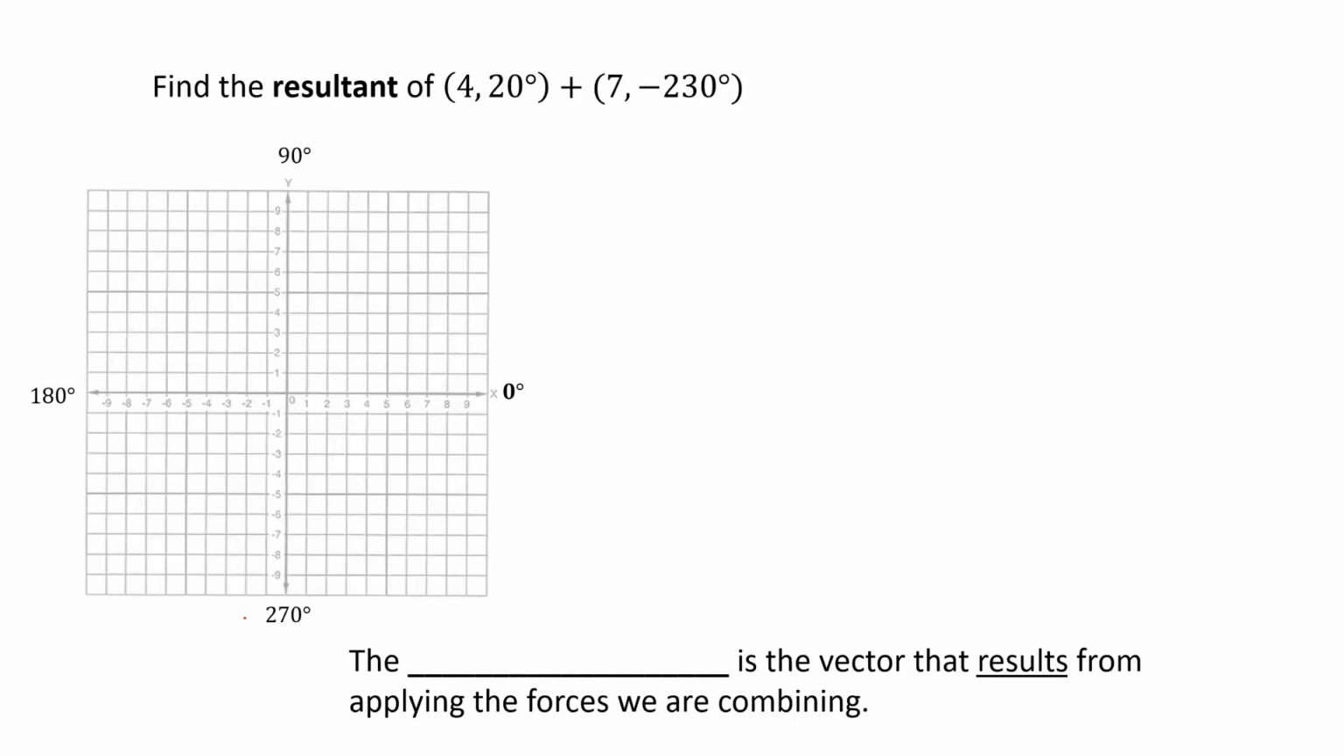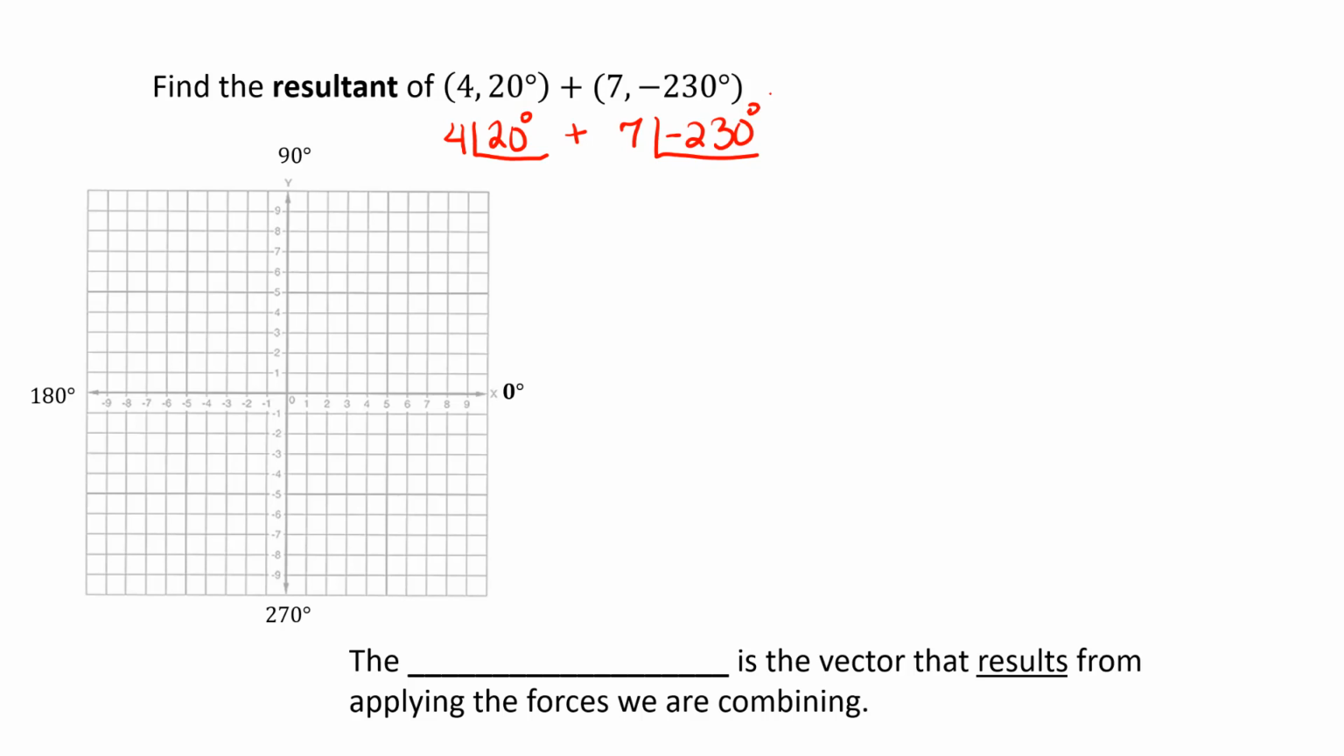Find the resultant of (4, 20°) and (7, -230°). And I will just write this here for you. That just means we're going to add these two vectors, (4, 20°) and (7, -230°). All right. So as I said, the first thing we're going to have to do is change both of those to rectangular coordinates, which you know how to do already. You've been doing that for a few weeks now.